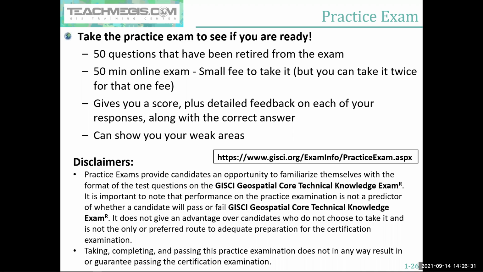And this is a disclaimer directly from GISCI, making sure you understand that just because you pass the practice exam, it doesn't necessarily mean you're going to pass the final exam, but it's a good indication of where you're strong or weak. So be sure to sign up for that. This is a great opportunity.